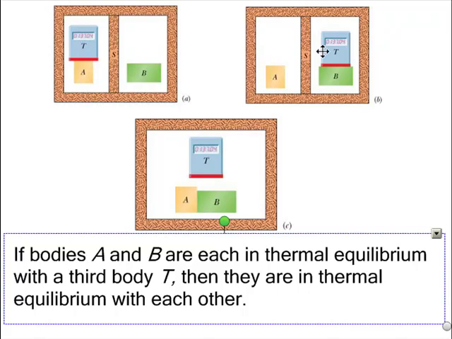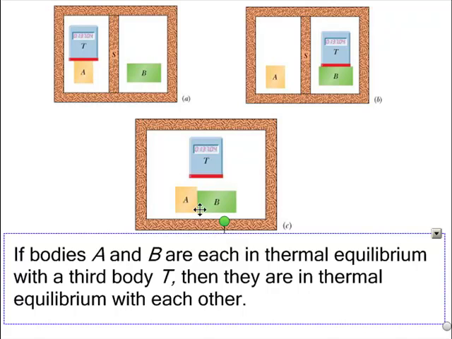This third body does not have to be a thermometer. All the 0th law states is that if systems A and B are separately in thermal equilibrium with a third body, T, then they will be in thermal equilibrium with each other. But it's an essential part of understanding thermodynamics.